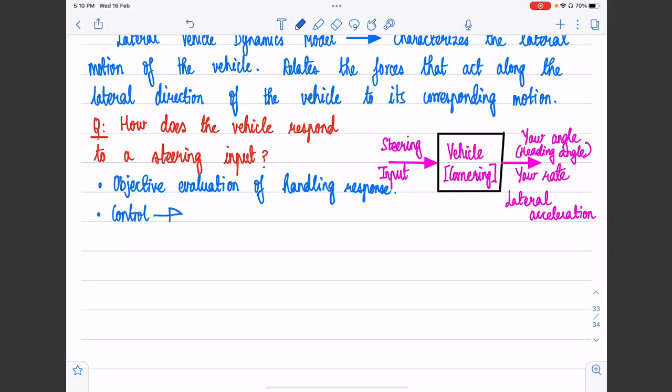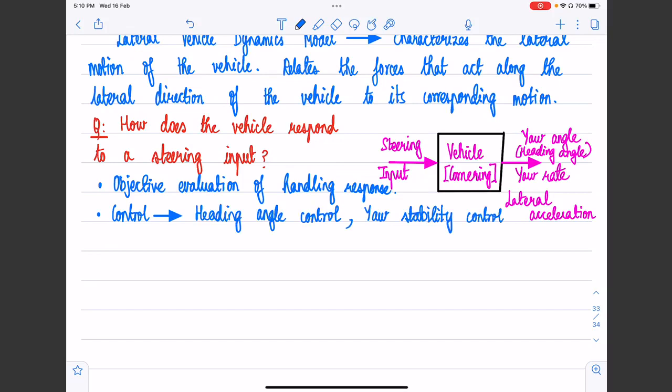With now increasing penetration of autonomous vehicles, even yaw angle control or heading angle control is very important if you want to have a vehicle autonomously follow a trajectory. That becomes very important if you want to do yaw stability control, or what is called directional stability control, which are part of electronic stability control systems. It becomes very important for studying the lateral dynamics.